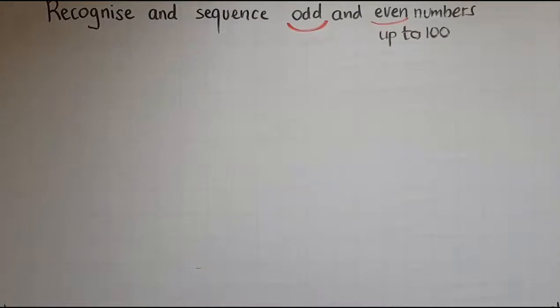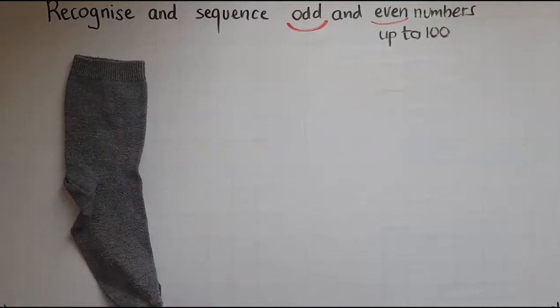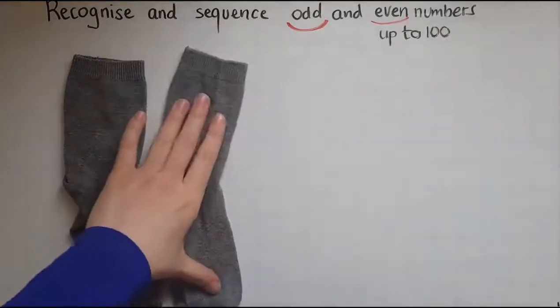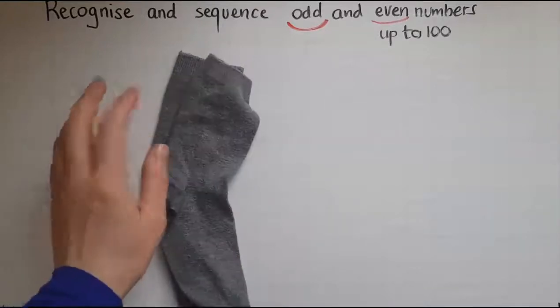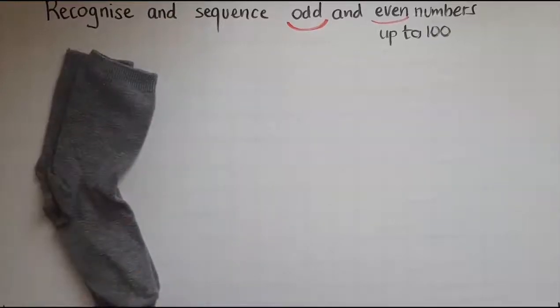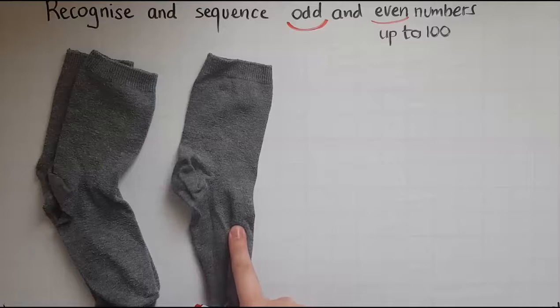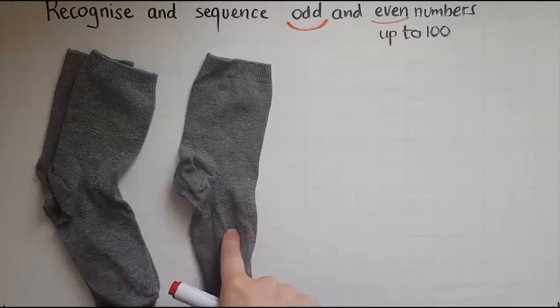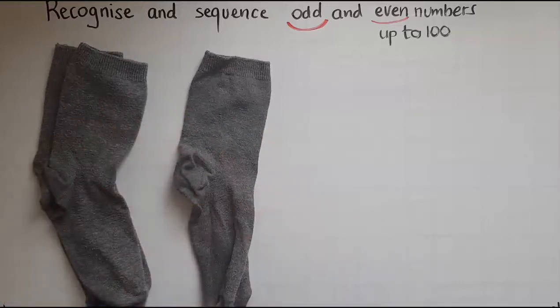So I've got some socks here. There is one and another one. So I have 2 socks. With these 2 socks, I can make a pair. So number 2 is even. Then I have another sock. Can I make another pair with that? No, I can't. So number 3 is odd because I could make a pair, but there is still one left.